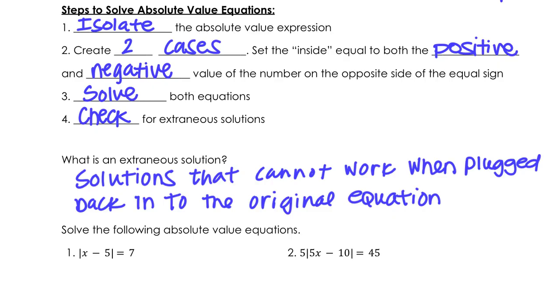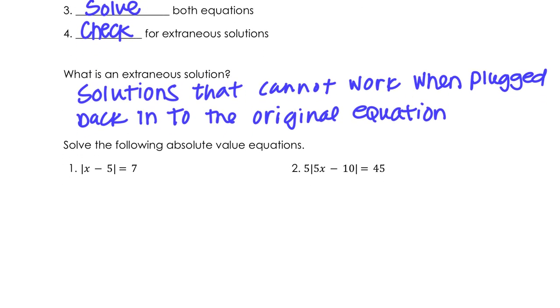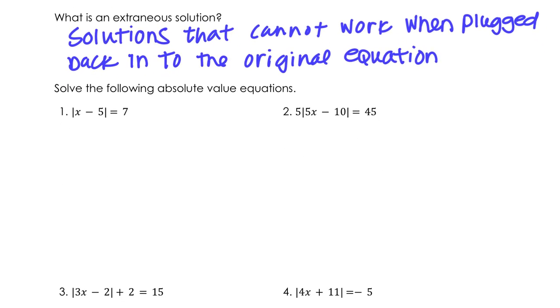Now, there are only certain instances where we have to check for extraneous solutions, kind of like the last time we did it. So for these first 4 questions, we do not need to check for extraneous solutions. When we get to the next page, we'll talk about what a question looks like when you have to check for extraneous solutions, okay? So we're going to start off pretty easy and then work our way up to the more challenging ones, all right? Solve the following absolute value equations.